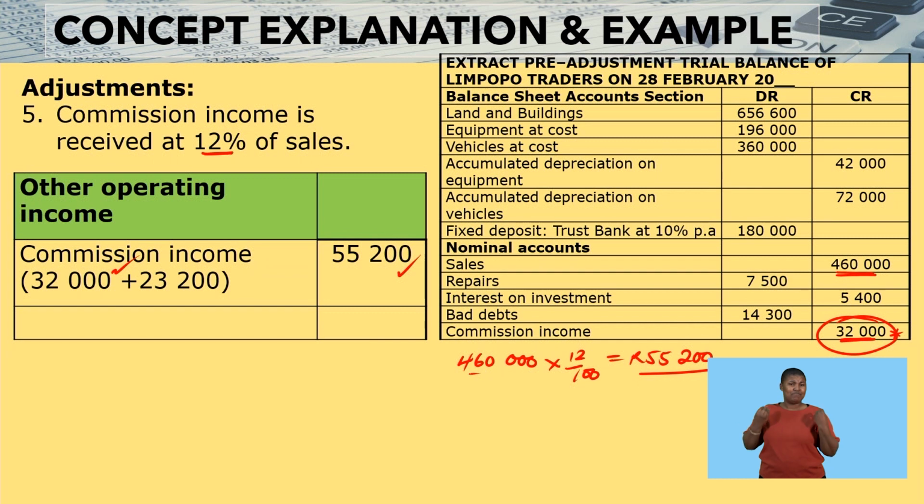Because when we say 460,000, which is our total sales, multiplied by the 12% which we're given, it gives us 55,200, which we bring here. Therefore, the amount that we have not yet received becomes 23,200. This is how we would then do it when we prepare the statement of comprehensive income. There is an amount that we have not yet received that we were supposed to have received.